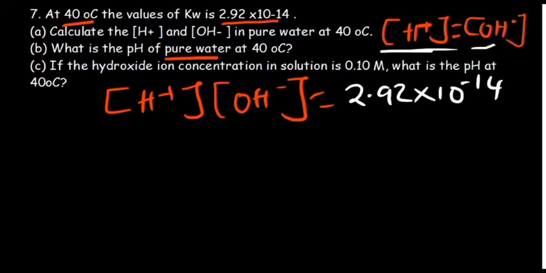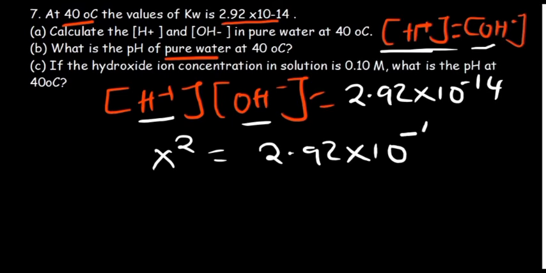So what are we interested in? We're trying to find the concentration of the two, and we know that their concentrations are the same in pure water. So we can put x to represent each of them. So it's going to be x by x, which is x squared, equal to 2.92 by 10 to the power negative 14. So from there we're able to find the value of x.